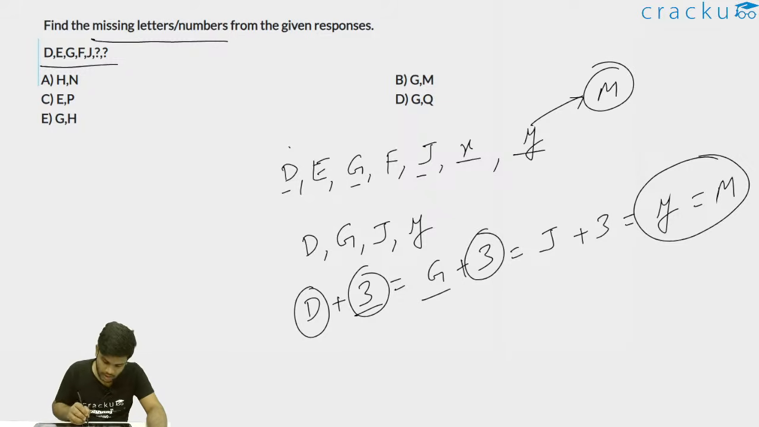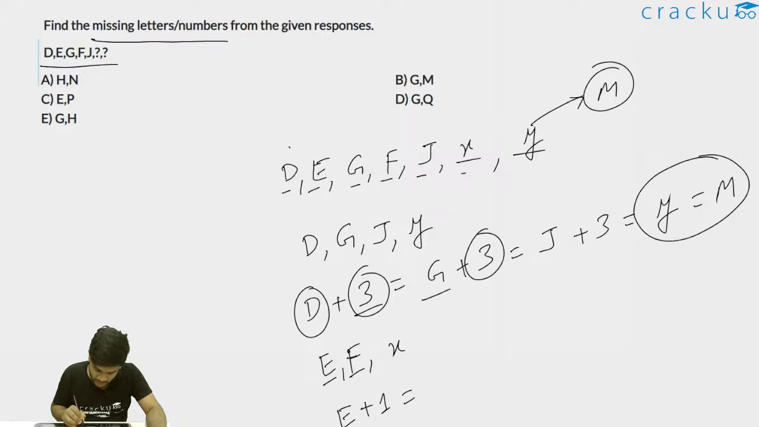Okay. Now let's look at the even letters E, F and X. To get to F, we have to add 1 to E. So E plus 1 is equal to F. Now again we will use a similar concept here to find X. To find X, we have to add 1 to F. So after adding 1, you will get G, which is equal to X.